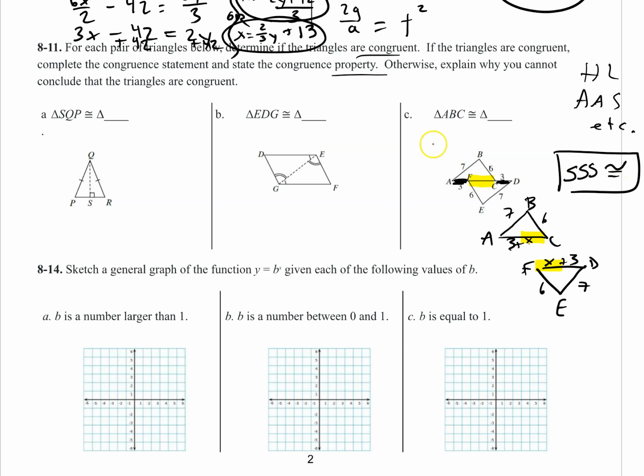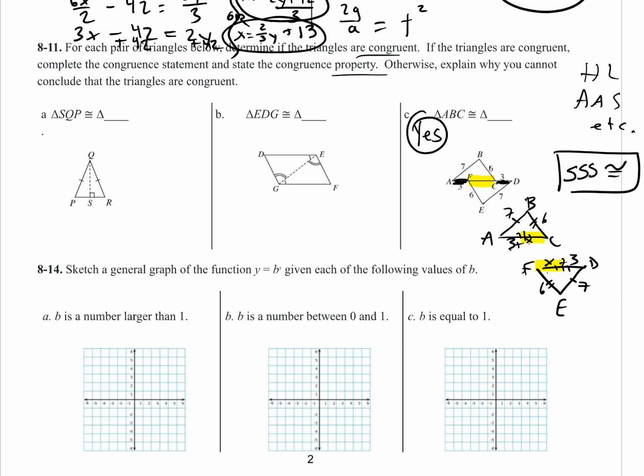So yes, they are congruent. Answer is yes. There's the property, side, side, side. That's one pair of sides. Here's the second pair of corresponding sides. And then the shared side is the third one, because each one is 3 and x.